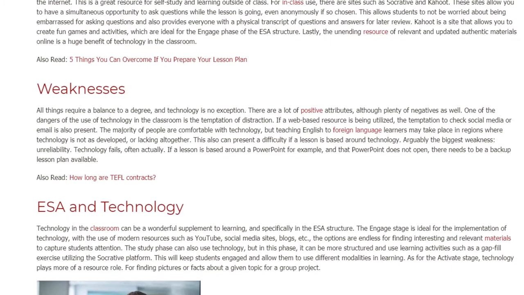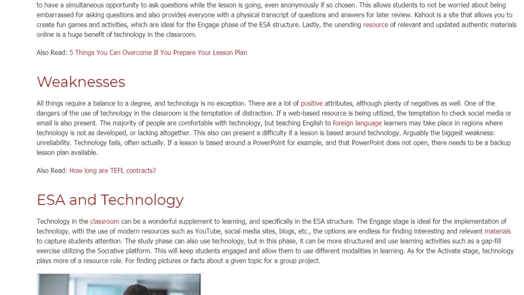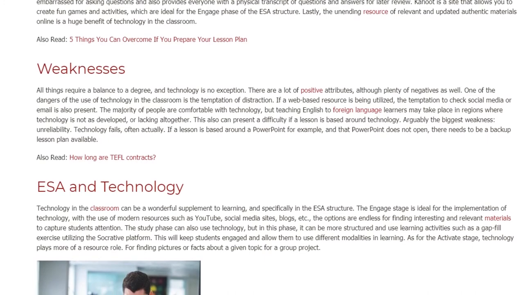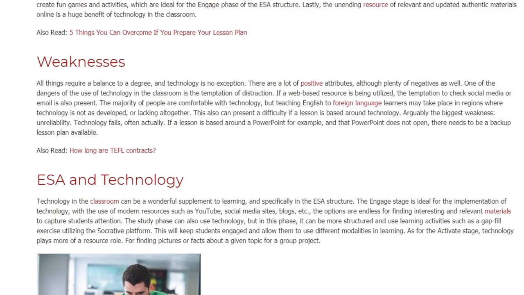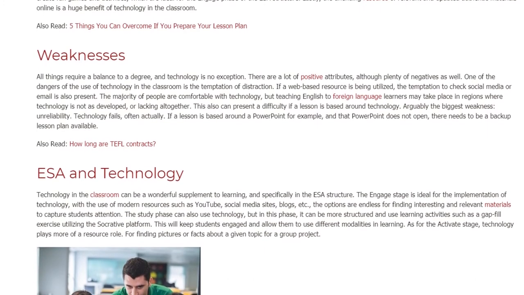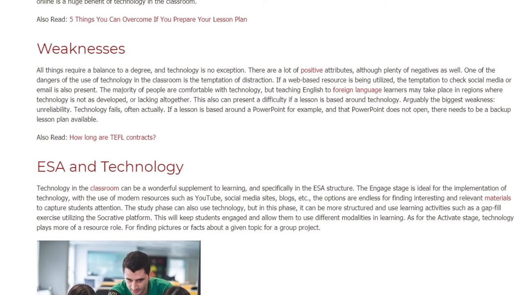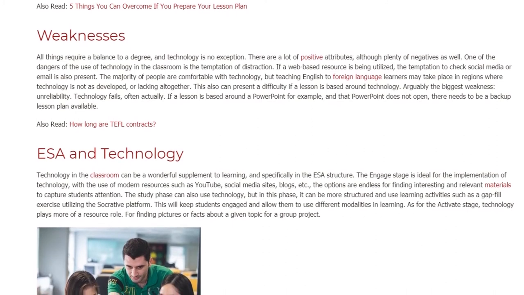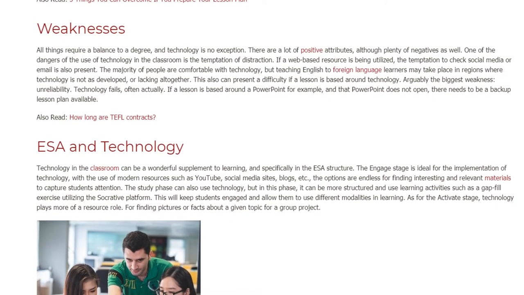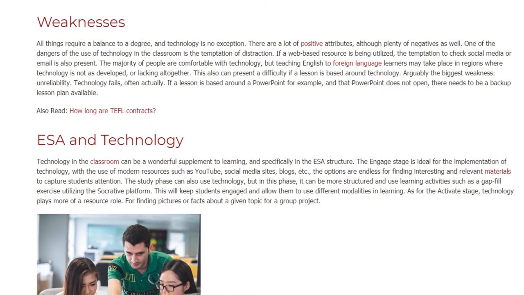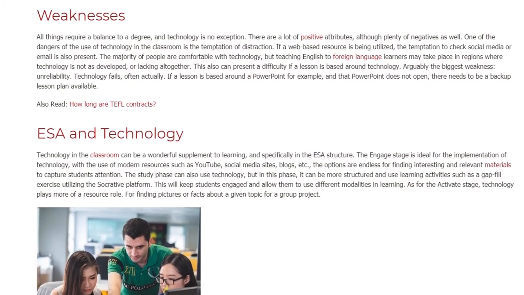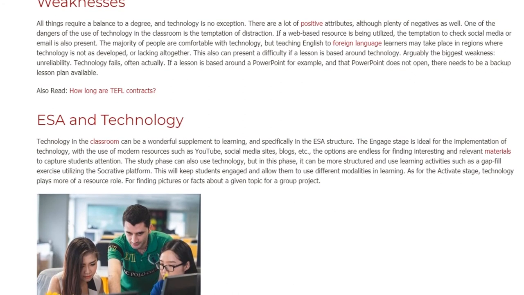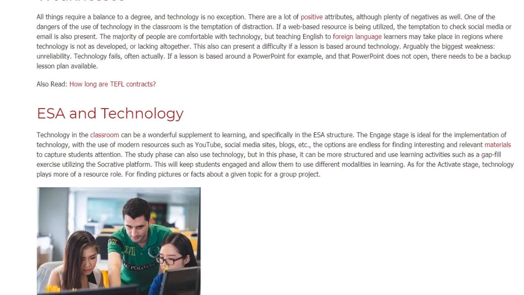The majority of people are comfortable with technology, but teaching English to foreign language learners may take place in regions where technology is not as developed, or lacking altogether. This also can present a difficulty if a lesson is based around technology. Arguably the biggest weakness, unreliability. Technology fails, often actually. If a lesson is based around a PowerPoint, for example, and that PowerPoint does not open, there needs to be a backup lesson plan available.